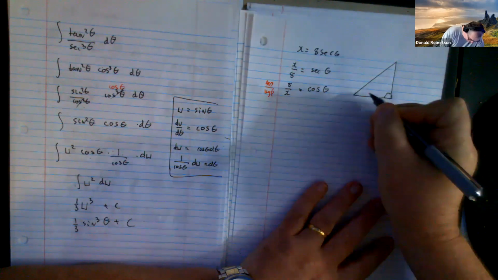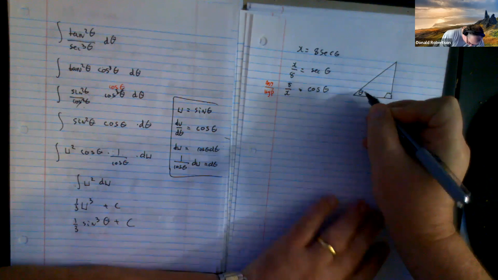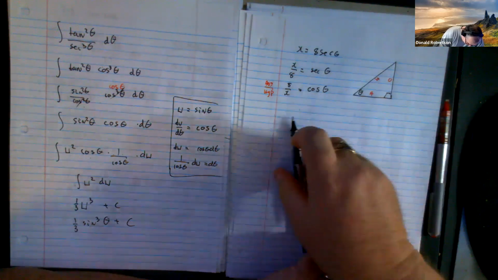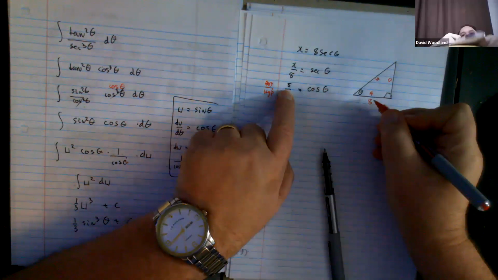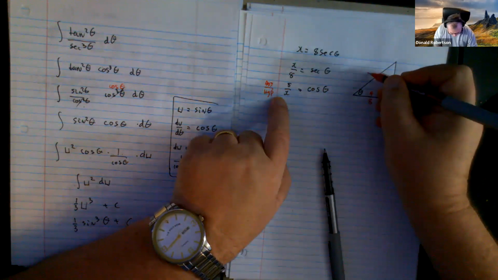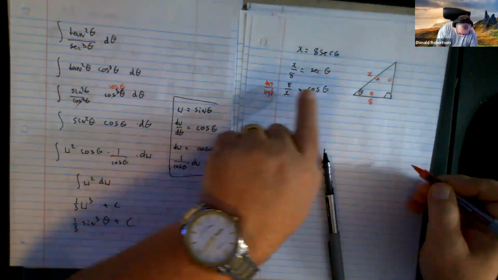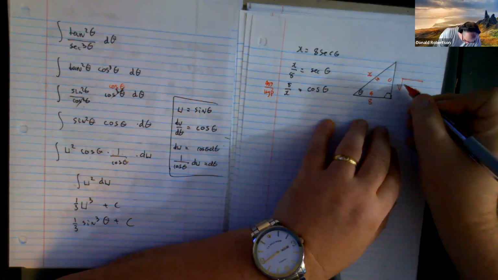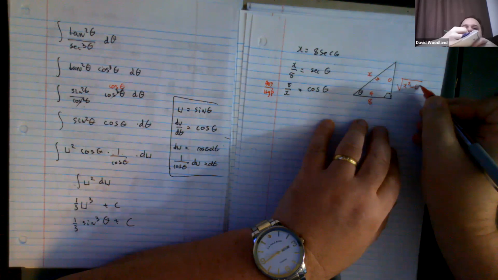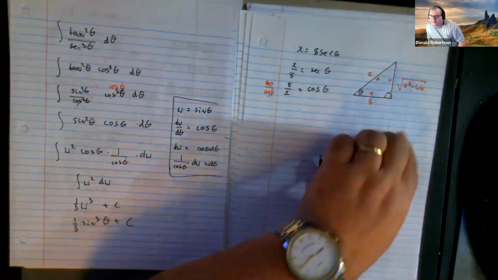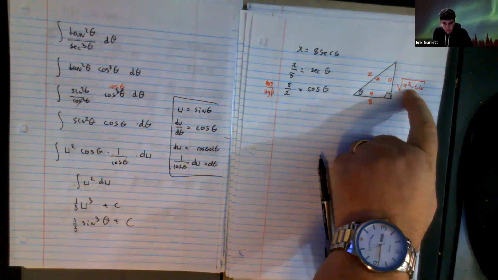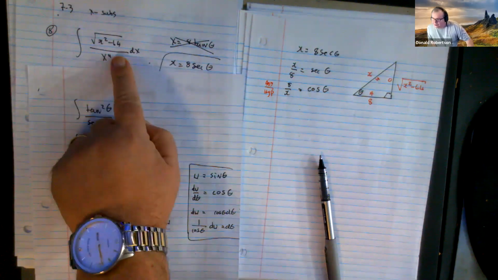Call this guy theta. And we're going to have an adjacent, an opposite, and a hypotenuse. And according to this, the adjacent is 8 and the hypotenuse is x. And so according to Pythagoras, we should be able to get the opposite. And the opposite is x squared take away 64. Why is that a good sign? We had that in the beginning. You see it? It's always a good sign.